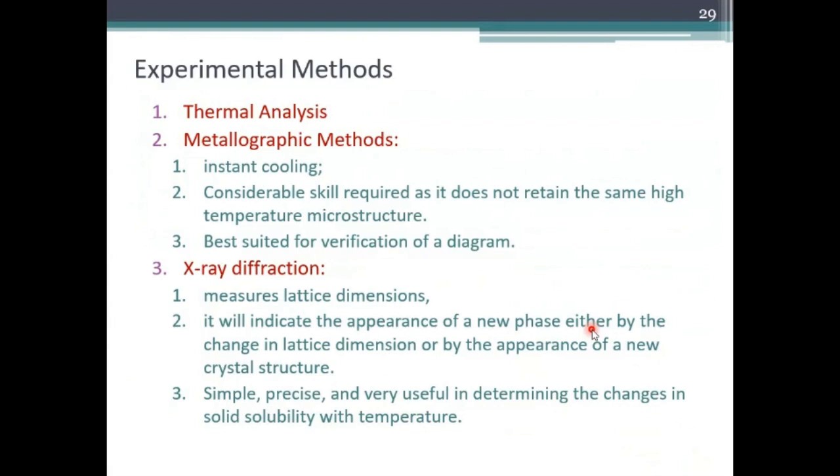So how can we develop these phase diagrams? For the development of a phase diagram, there are many techniques. One is the thermal analysis technique, wherein we simply heat the component to a required temperature and find how its phases and properties change, marking everything. Next is the metallographic method, which is nothing but instant cooling, instantly cooling the component.